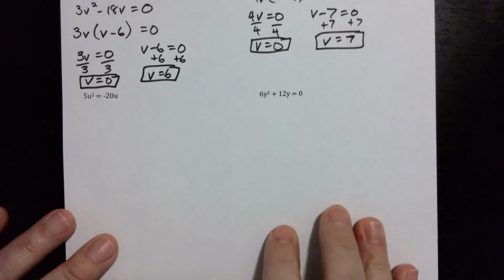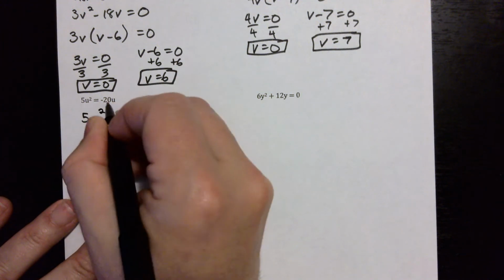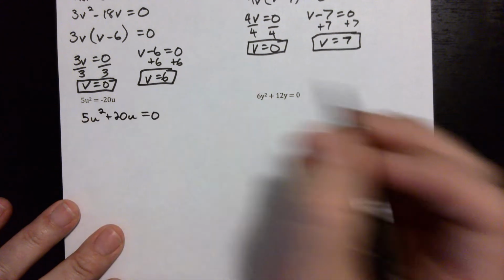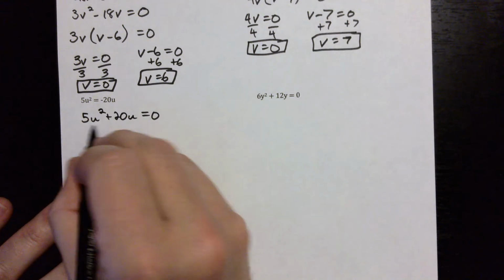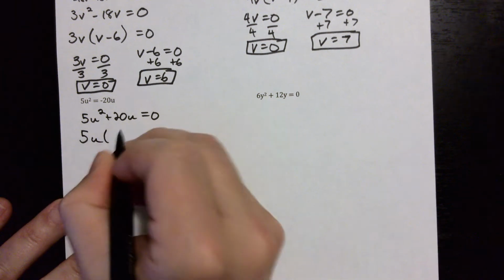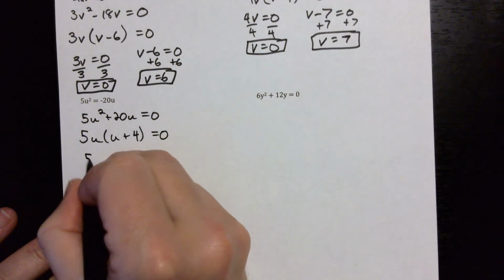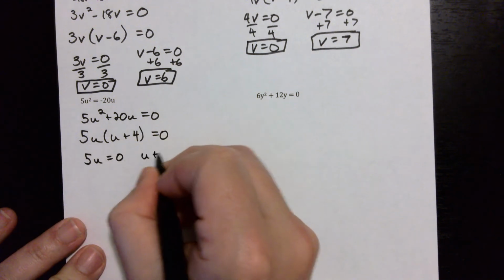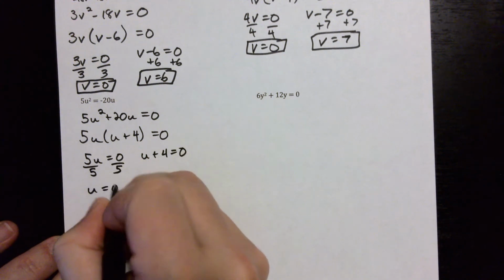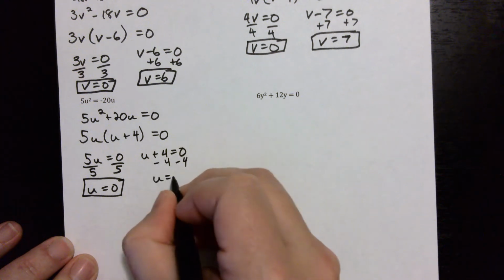Okay, let's look at these two down here. Let's move over the 20u. So 5u squared, if I add it over, it'll become positive 20u equals 0. So I added the 20u to both sides. Now I'm going to factor out a 5 because 5 goes into both of these, and a u. So 5u comes out, and that's left with u plus 4 equals 0. So 5u equals 0, and u plus 4 equals 0. Divide 5, and of course u remains 0. Subtract the 4, and u is equal to negative 4.